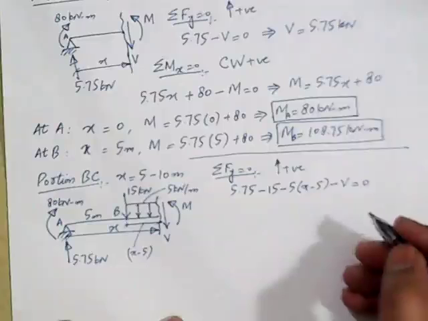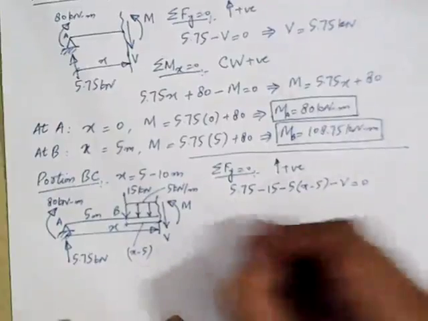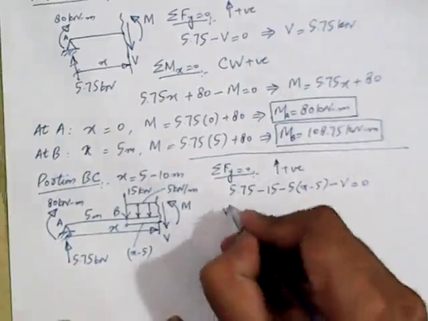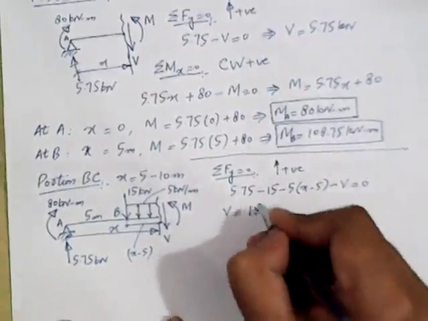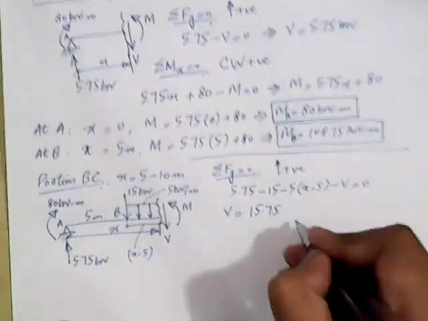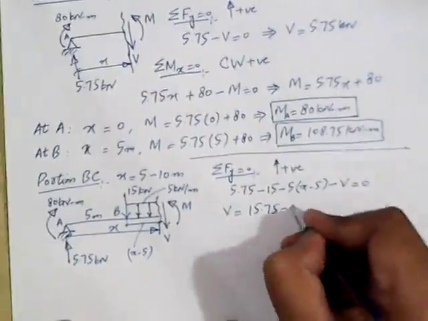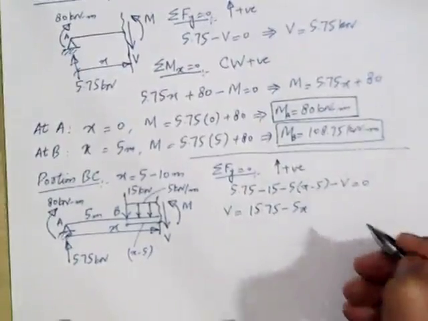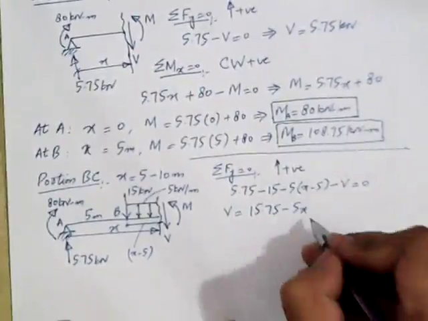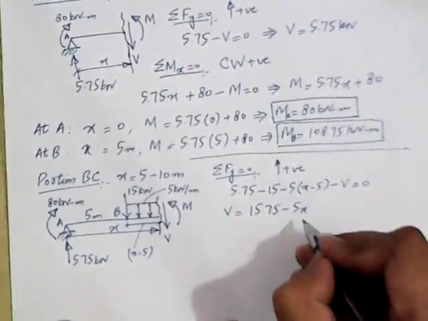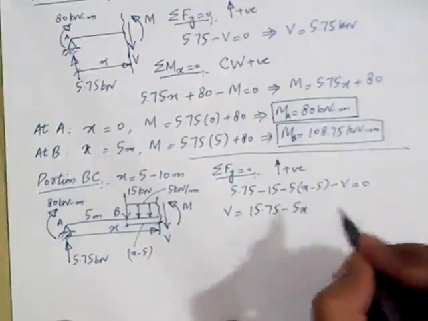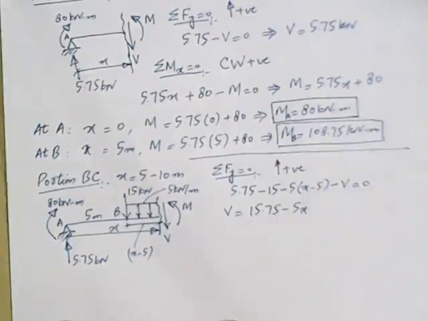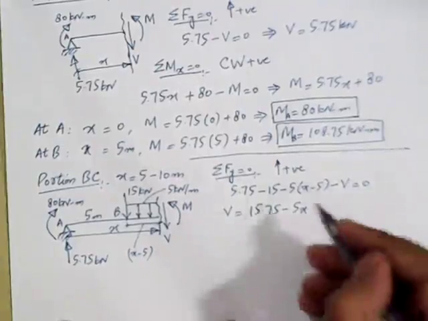Now, if we simplify this equation, we will get V is equal to 15.75 minus 5x. This is the equation of shear force for portion BC. Now, in this equation, we have variable x. It means that we need to calculate the values of shear force for point B and point C separately.